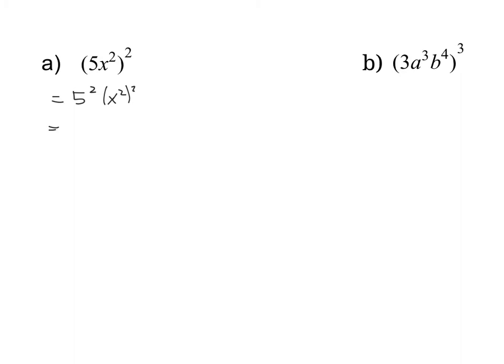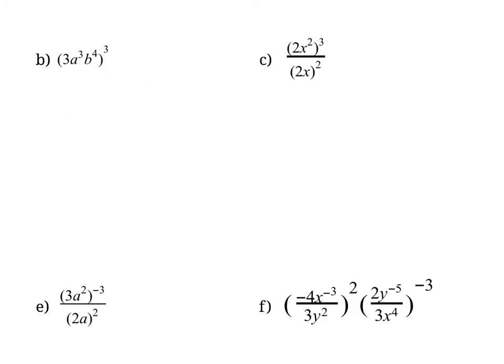So 5 squared, we know what to do with that. We know that that's just 25. And then we have x to the power of 2 all raised to the power of 2. So we know we can multiply those, power of a power. We'll be left with x to the power of 4. The next example, B, is very similar to the example that we just tried. So try this one on your own, pause the video, and come back to the video once you think you've got it.